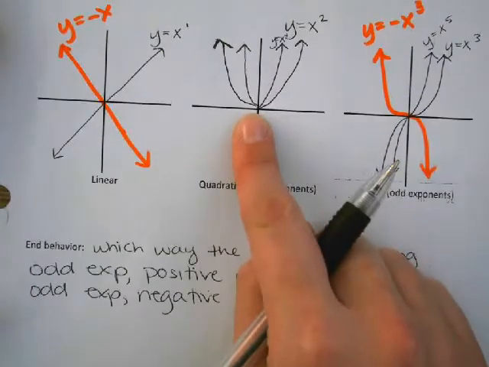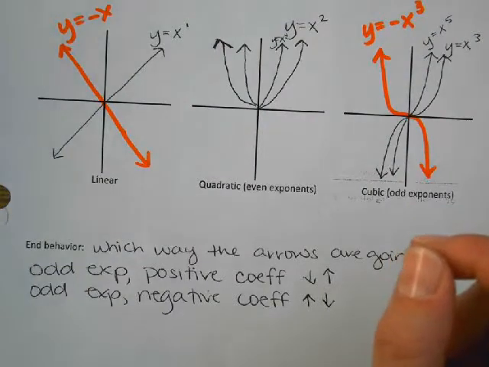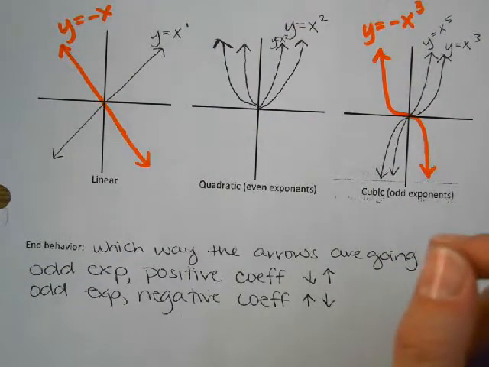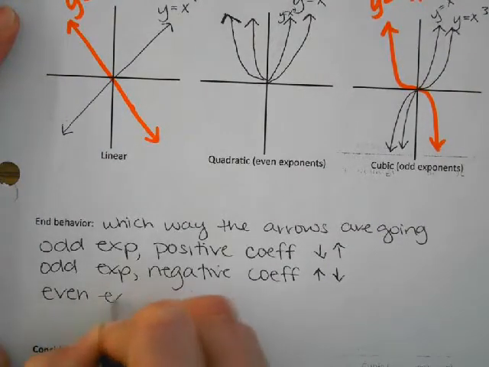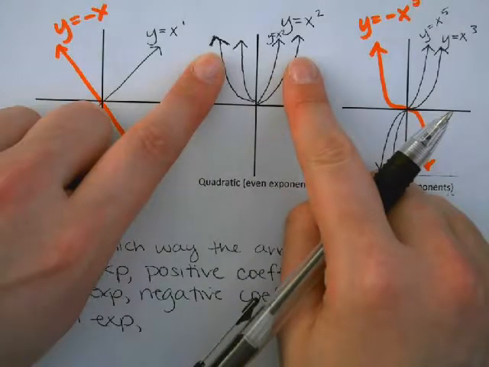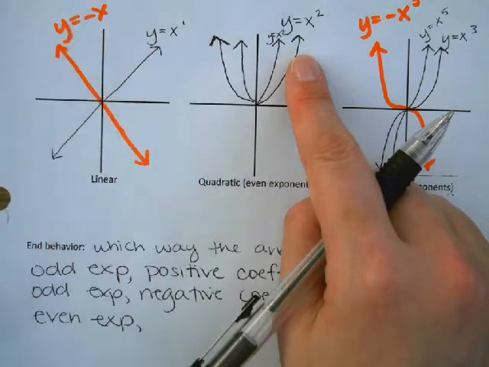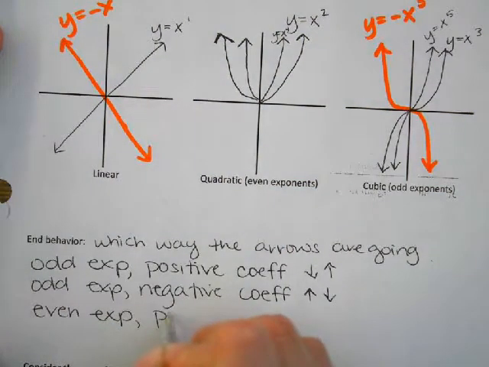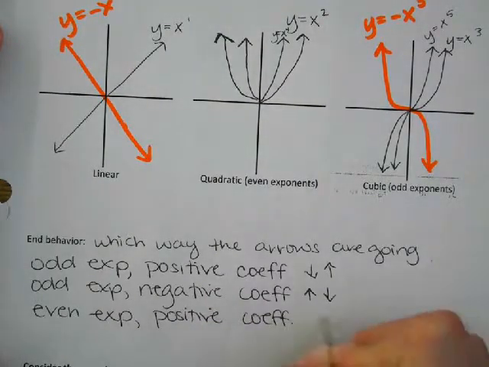All right. So next we're going to look at quadratics. So any function or just any other function that would be even. So x to the second, x to the fourth, x to the sixth. So this is an even exponent. And what do you guys notice about the end behavior on this one? Yeah, they both go up. So when an even exponent or an even function has a positive coefficient, the end behavior shows that both arrows go up.